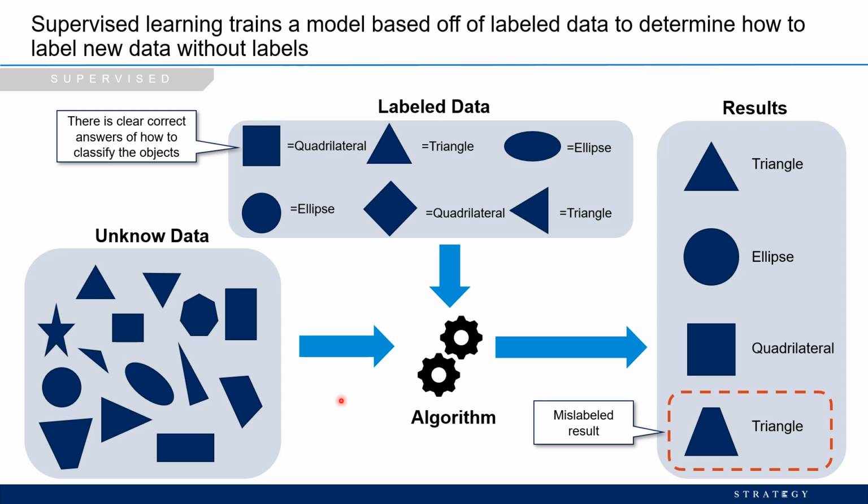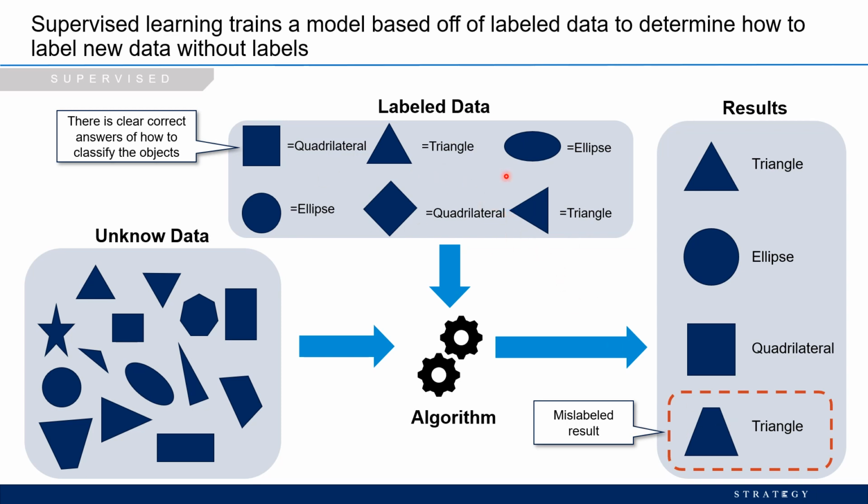Here I fed it a trapezoid, which is a quadrilateral. However, my model ended up classifying it as a triangle. And you can see that classifying this trapezoid as a triangle isn't really that bad of an attempt, because this trapezoid, based off of the labeled data I gave it, does kind of look like a triangle.